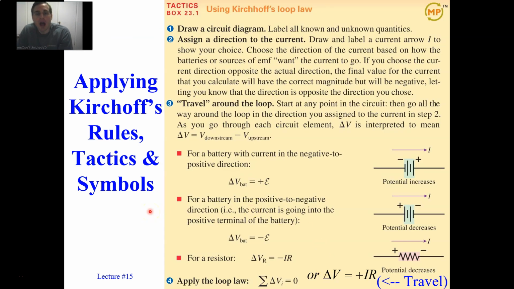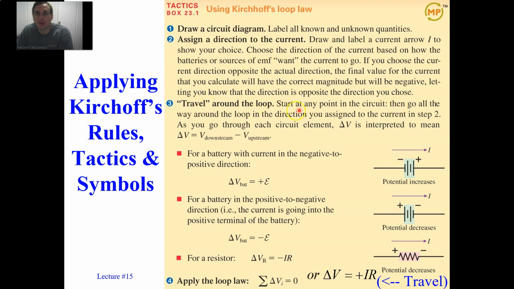Now here, I want to give you a couple tactics. So I will talk through some of these briefly, but otherwise you should pause the video and read through all this if you need to. But I would suggest draw a circuit diagram, label all the known and unknown quantities, assign directions to the current, draw and label current arrows to show your choice. The batteries should sort of indicate the direction you think the current wants to go. Now remember, if you get a negative current, the direction is actually opposite what you chose, but that's fine. You can just relabel later.